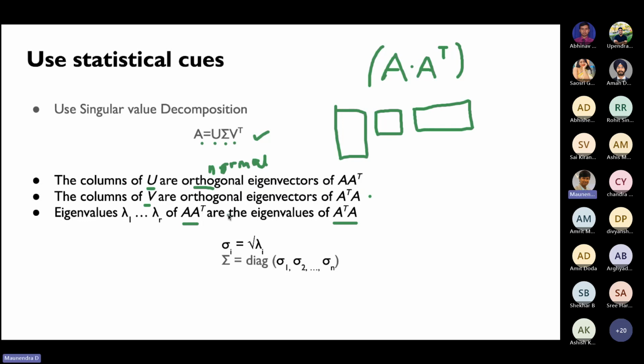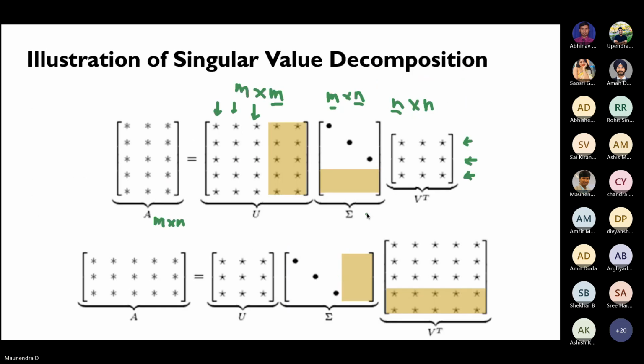Okay. So you can take A A transpose, find the eigenvalues of that, or take A transpose A, find the eigenvalues of that. And for each eigenvalue that you get, you take the square root. Okay. And these are called the singular values. These singular values you put in the diagonals of sigma. Okay. So that's why you see some diagonal entries here.